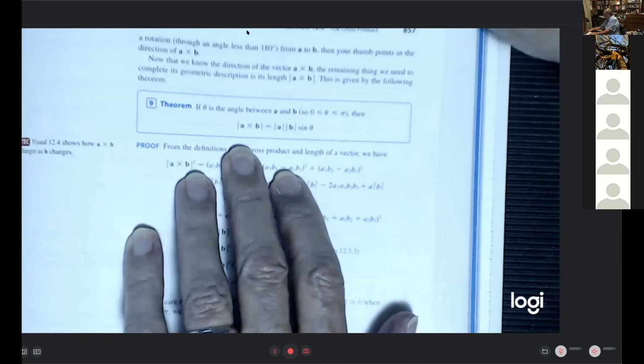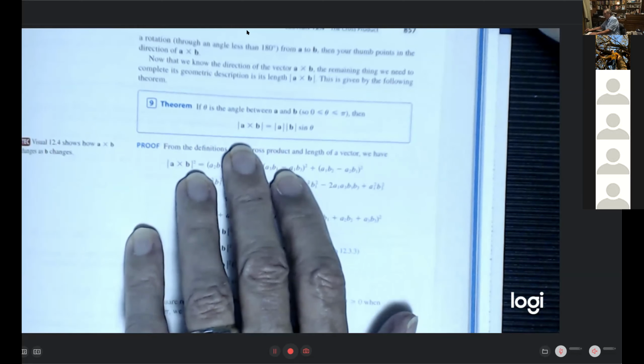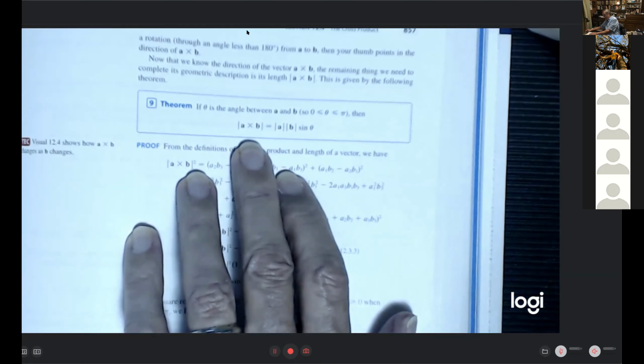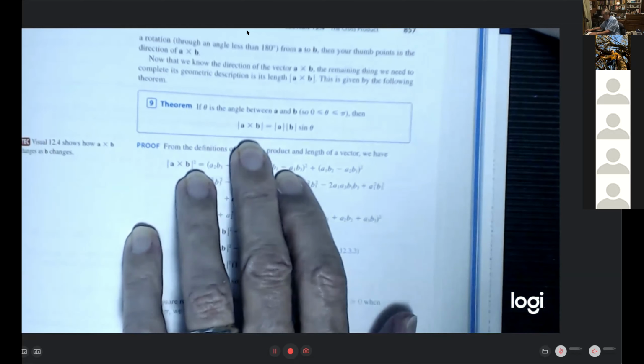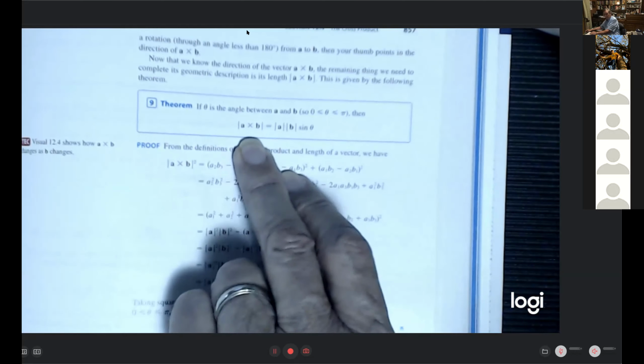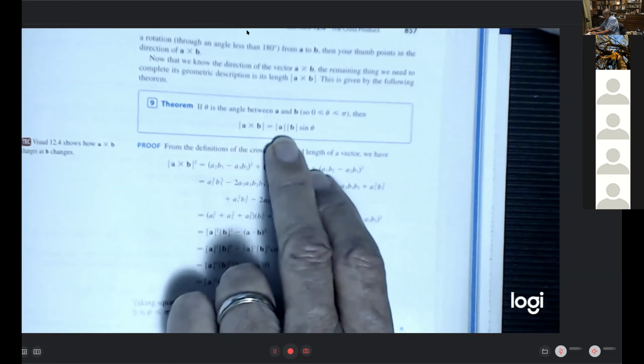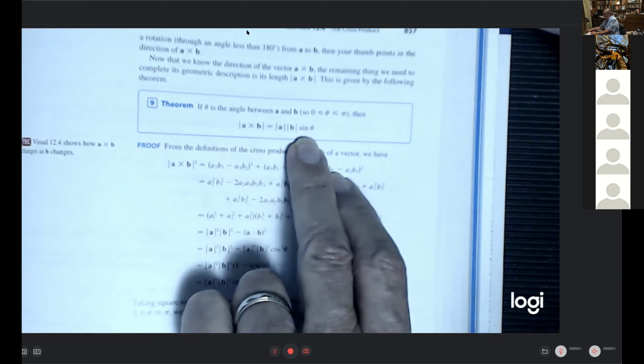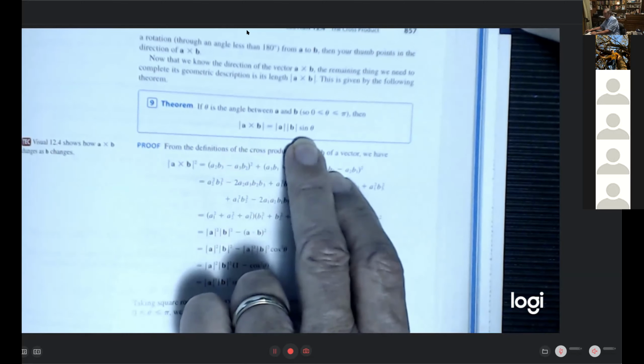The absolute value of the dot product is the norm's product times the cosine of the angle between them. The norm of the cross product, because the cross product is a vector, the norm of the cross product is the length times the sine of the angle. So you need to learn those two facts because we use them.